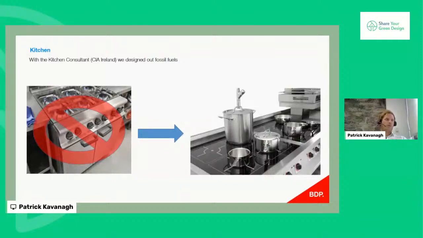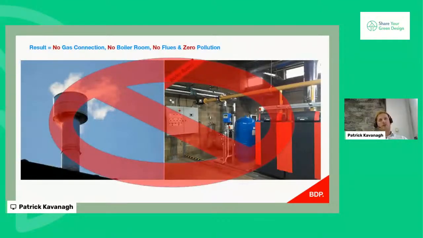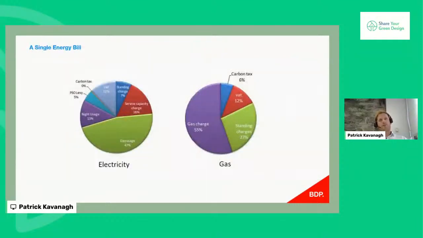Within the kitchen, there's a full commercial cooking kitchen within this project as well, a full restaurant with 40 covers. And with the kitchen consultants, we managed to convince them to design out fossil fuels using induction hobs and all electric equipment. So the result was a hotel building which is quite unique in that there was no gas connection, no boiler room, no flues, and zero pollution. The other benefit to the operator was that there was a single energy bill.